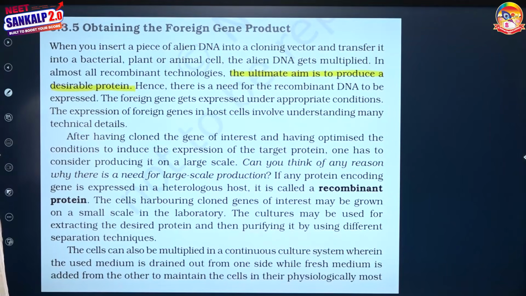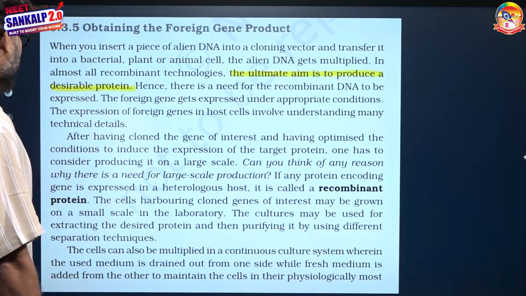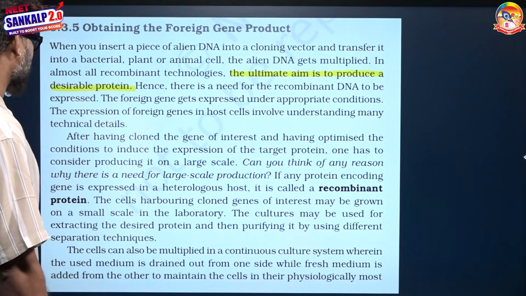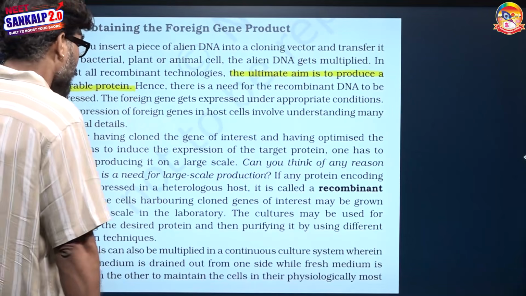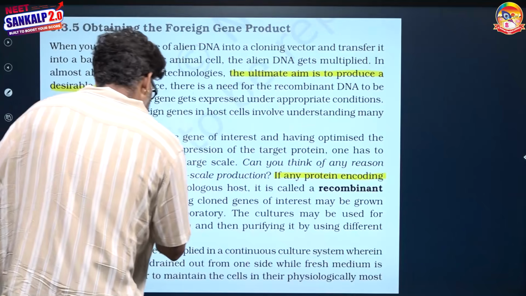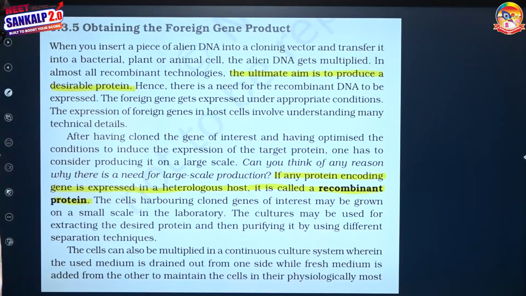The expression of a foreign gene in the host cell involves understanding many technical details. After having cloned the gene of interest, and having optimized conditions to induce the expression of the target protein, one has to consider producing it on a large scale. If any protein coding gene is expressed in a heterologous host, the protein product is called recombinant protein. The cells harboring the cloned gene of interest may be grown on a small scale in the laboratory or at the industrial scale.